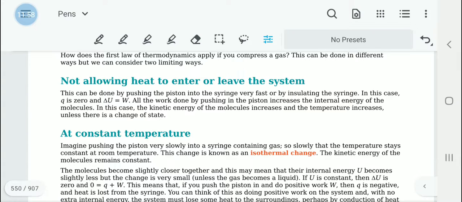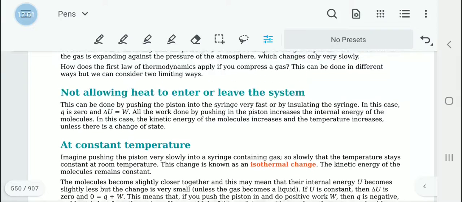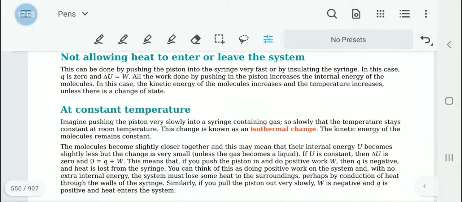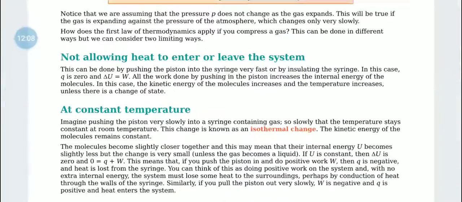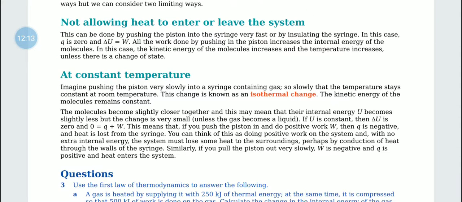Because there is latent heat. Then at constant temperature, what are the constant temperature effects? Now you push the piston very slowly, right? It is done so slowly that the temperature doesn't change. It has to remain at constant room temperature. So this is known as isothermal change.